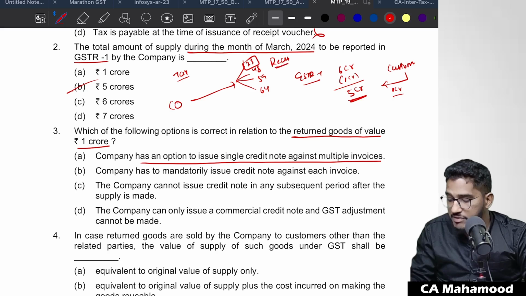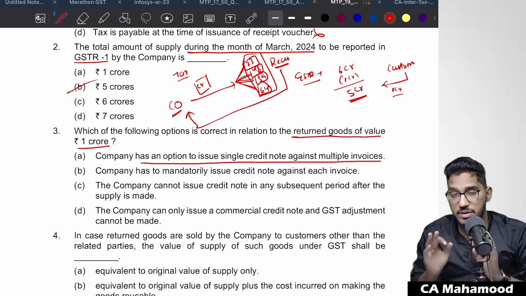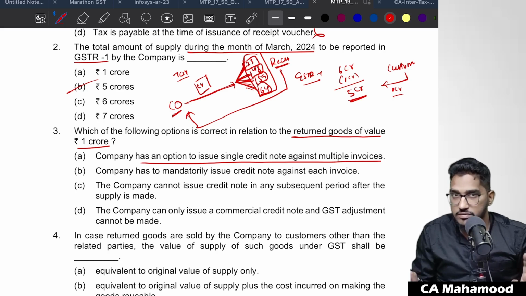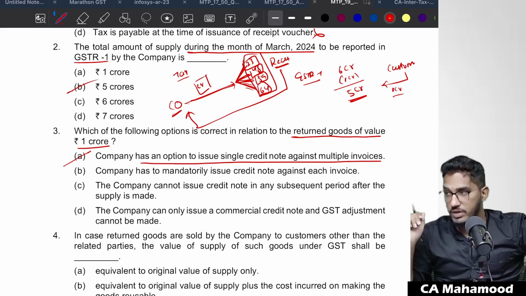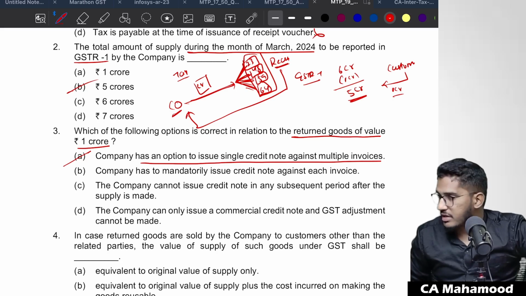Now, with respect to every invoice, he found some defective quality. He returned all that goods. Now, the company can do two things. If they want, they can give a separate credit note for each invoice. Or the company also has the option to give one single consolidated credit note referring to all the invoices. Clear? So that option is also available. So you tell me, does the company have an option to issue a single credit note for all the multiple invoices? Yes, that option is always given to the registered person under the GST laws.